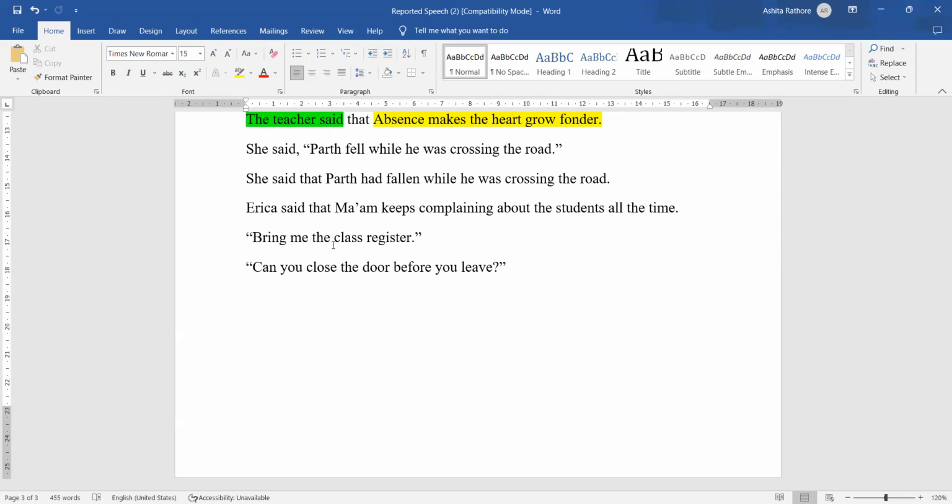Yes. Ashita Ma'am requested me to close the door before I left. Ashita Ma'am asked me whether I can close the door before I leave. Okay, not I can, you will say could. That will look better because somewhere I'm putting up a request. So can will convert to could. Ashita Ma'am asked me whether I could close the door before I left. Not before I leave. Your tense will change because you're reporting it.